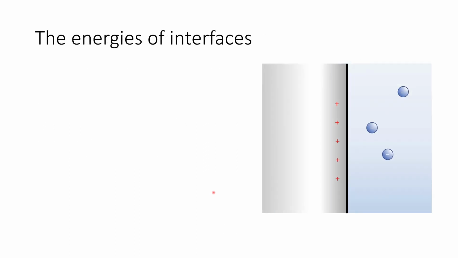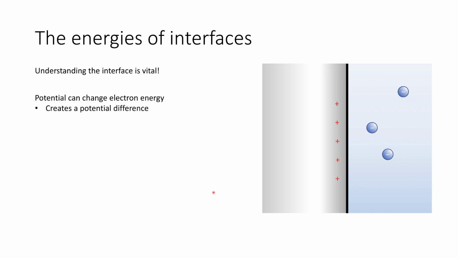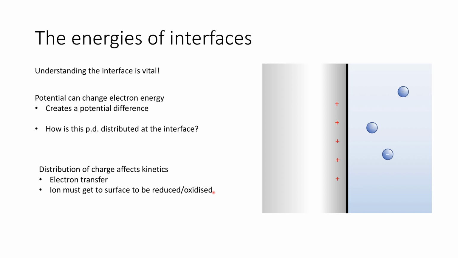Let's now look at the energies of the interface. Potential can fundamentally change the electron energy, as we've discussed. This creates a potential difference across that interface. But how is that potential difference distributed? How this charge is distributed affects the kinetics of what's happening at the electrode, whether we're looking at electron transfer of the electron across the interface, and how the ion gets to the surface to be reduced and oxidized. And all of these factors must be considered.